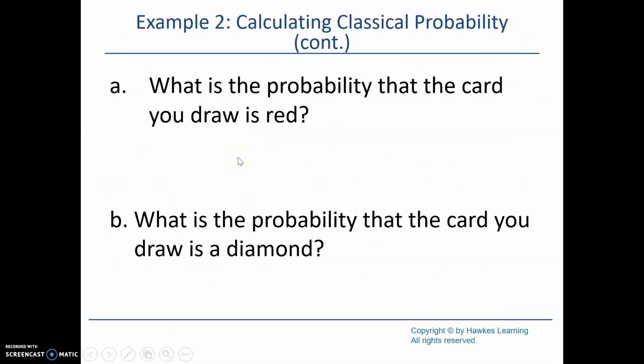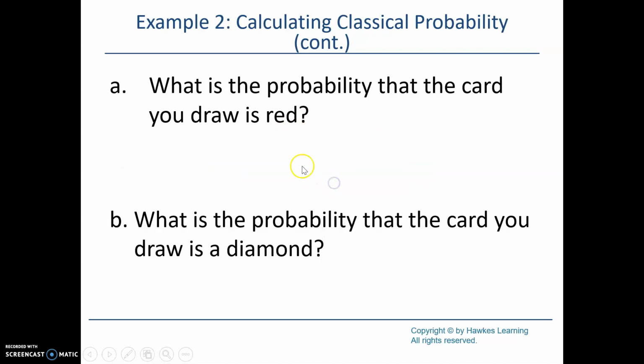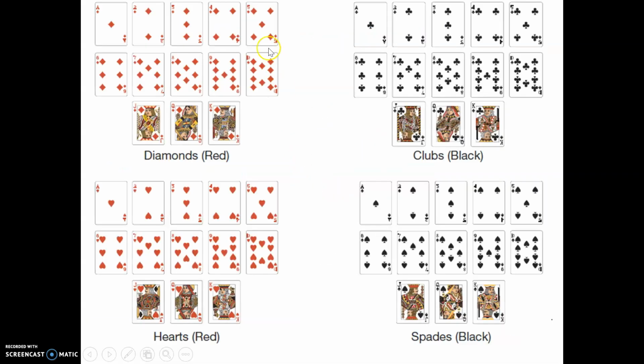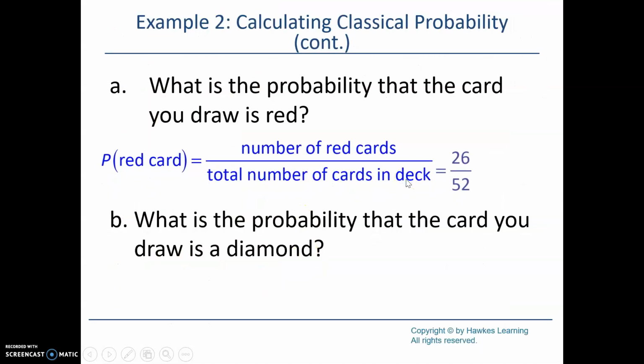So for our first example, we want to know the probability that the card you draw is red. So the probability of a red card, first you want the event, the number of red cards. Then you want the total number of cards in the deck. Well, the total number of the cards in the deck is what? 52 cards. But do we remember how many of those were red? I should be able to go back here. Right. So, adding up all the reds, you have 13 red diamonds. You have 13 red hearts. So what does that leave you with?